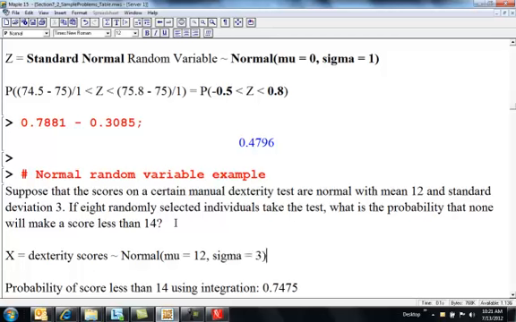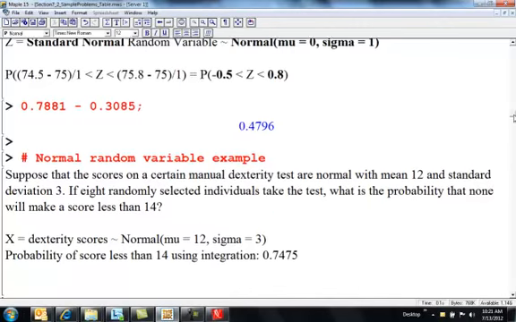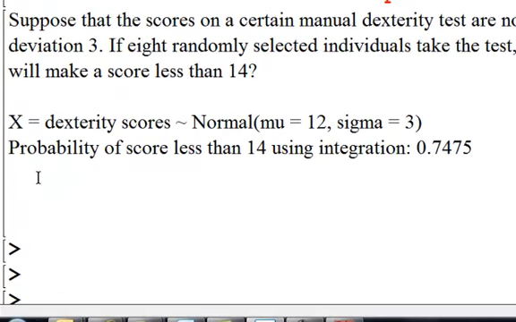If 8 are read randomly, we don't really care about that at the moment. So what's the probability that none will make a score less than 14? What's the probability of a score less than 14? And when we used integration, we got 0.7475.